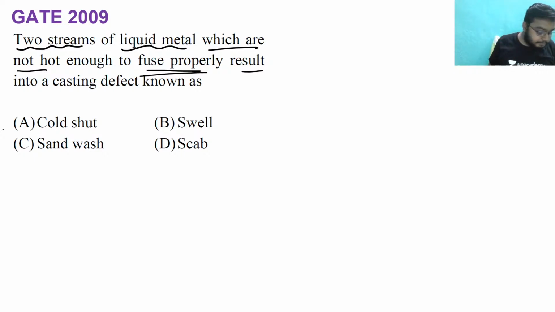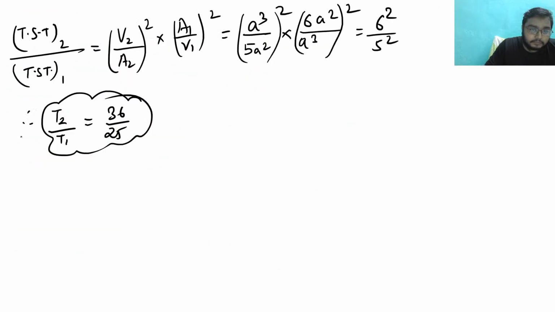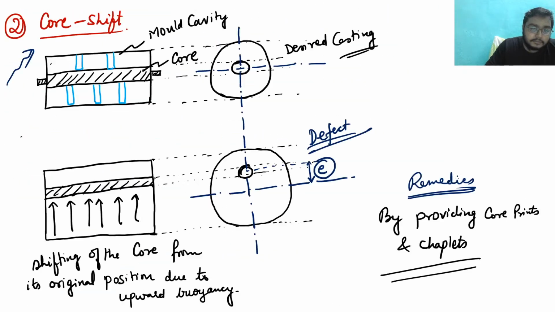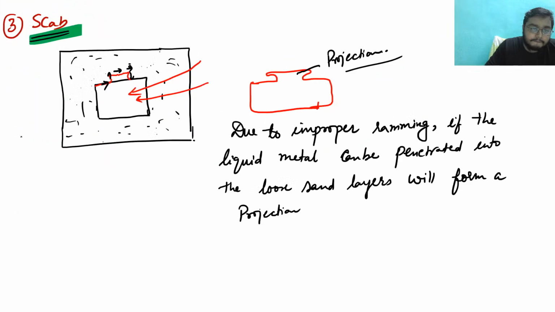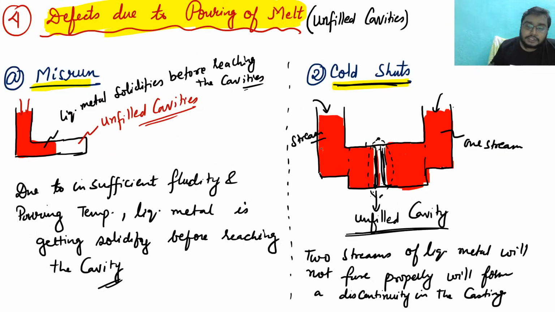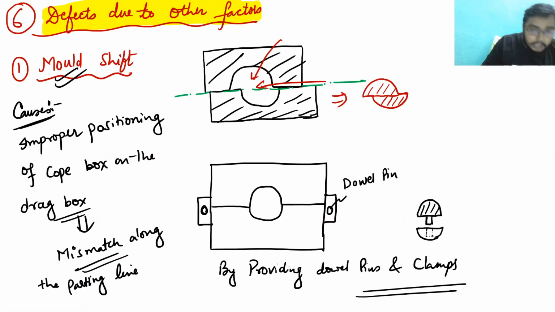Now solve this. That is actually cold shut. We have seen these things. That is cold shut. Just now we have seen these things. What is in this cold shut? Two streams of liquid are passing, right? And they are not efficient enough to fuse properly, so they cannot fuse properly. We have seen these things, right? So these are the questions that are actually asked in GATE.